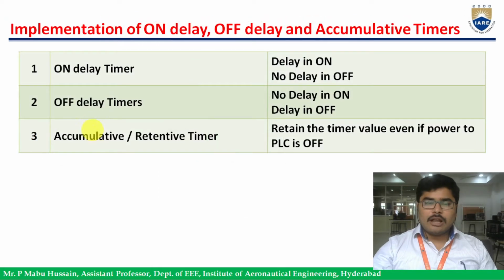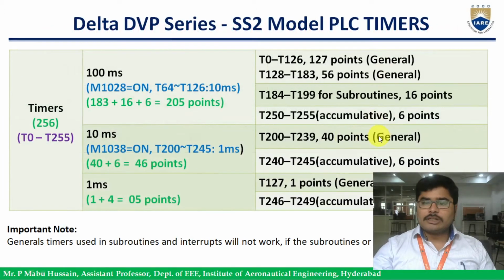Another timer is the accumulative or retentive timer. An accumulative timer retains the timer value even if the power to the PLC is off. As I said before, you have general timers and accumulative timers. When you use the general timers, they will be brought back to zero when the power supply goes off. That means if the power supply to your PLC is off while running the timer, then the timer value will come back to 0.